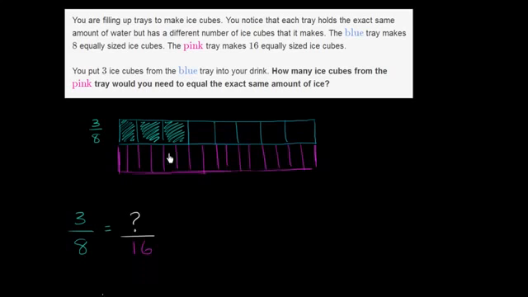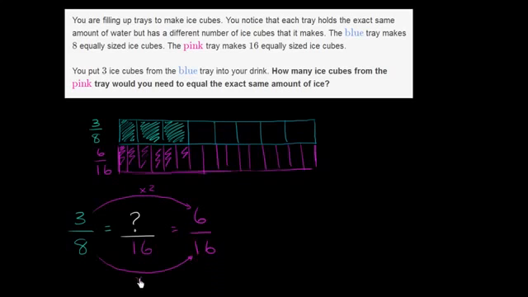Well, let's look at it over here visually. So if we want the exact same amount of ice, we're going to have 1, 2, 3, 4, 5, 6. We have 6 over 16. So this is equal to 6 over 16. Now, does that make actual sense? Well, sure. To go from 3 over 8 to 6 over 16, you multiply the numerator by 2, and you multiply the denominator by 2.